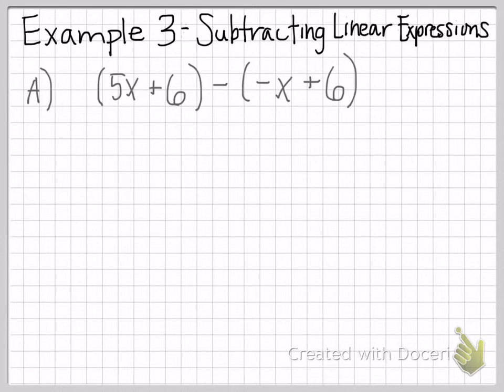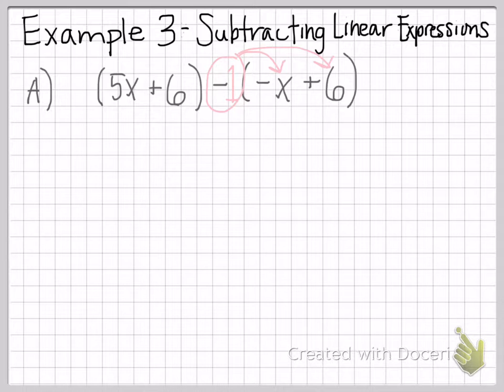I want you to imagine an invisible 1 right here. A negative 1 is being multiplied throughout that negative x plus 6. It's like distributive property, and you know how to do distributive property. You're going to multiply that negative 1 times the x and times the 6. So whenever you see a negative sign in front of the parentheses, I want you to imagine a negative 1, and you're going to distribute that for me.